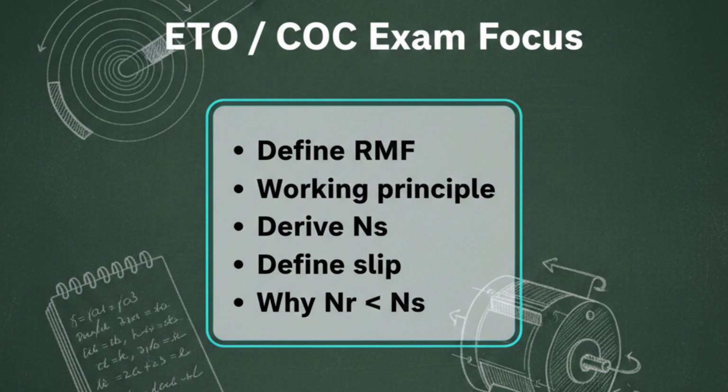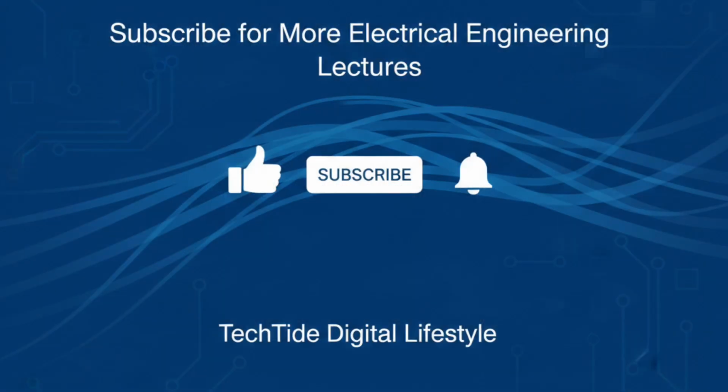So today in DAY3 we have covered how a three-phase supply creates a rotating magnetic field, how current is induced in the rotor, how torque is produced, the meaning of synchronous speed, and the concept of slip. And in the next lecture we will move to performance parameters and losses in an induction motor.